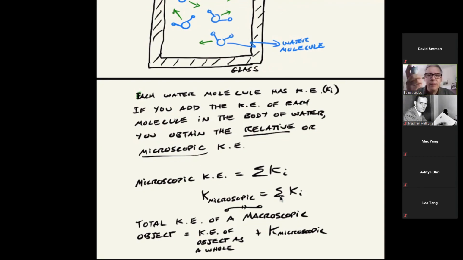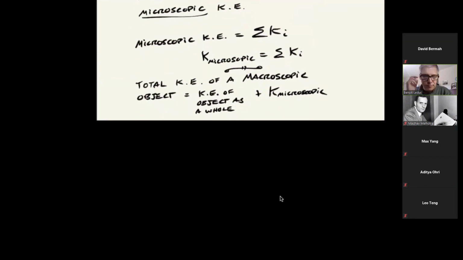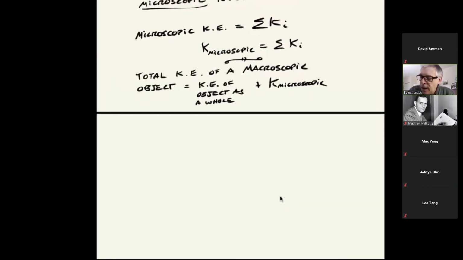Remember FBD, I asked you to draw a big fat dot. Well, this is what it represents. A big fat dot is the whole body as a whole, all right? Plus, of course, the microscopic kinetic energy inside. Okay, so far so good?